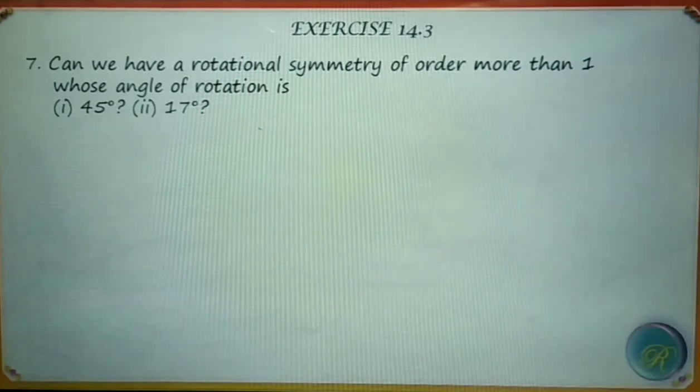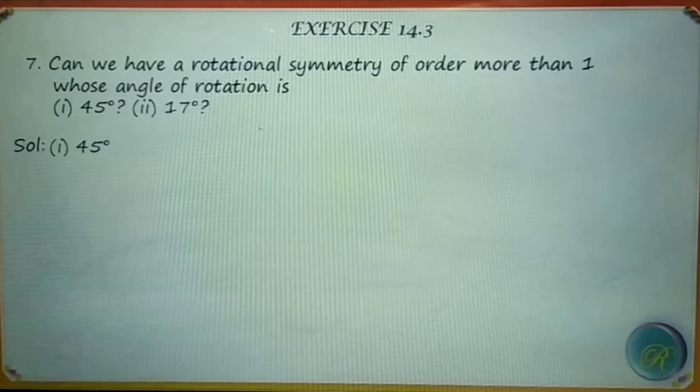Seventh question. Can we have a rotational symmetry of order more than 1 whose angle of rotation is number 1, 45 degree, number 2, 17 degree? Solution.